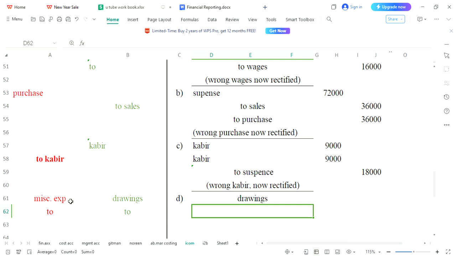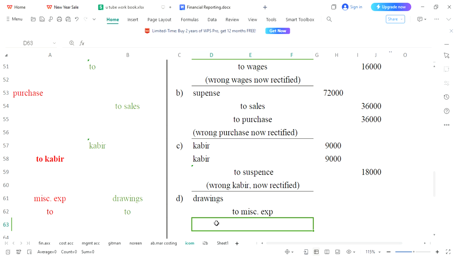So we will write it to the opposite side, miscellaneous expenses. So in this way, entry has been completed. Drawings to miscellaneous expenses. So guys, in this way, entry has been completed. It's time to write its narration. But before that, we will see wrong here.